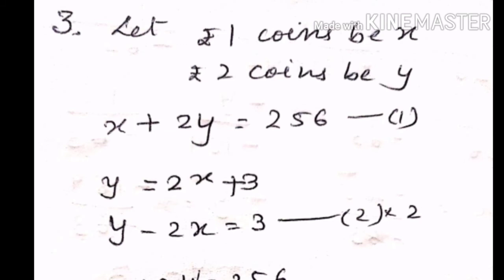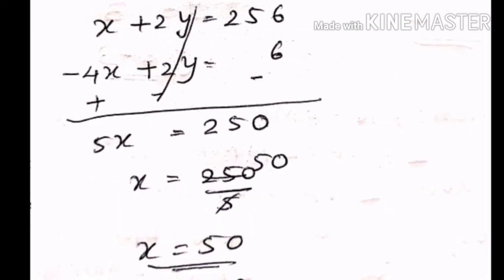And for the second equation, as given, the number of 2 coins is 3 more than twice the number of rupees 1 coins. Accordingly, y is equal to 2x plus 3, and changing 2x to the left side we have y minus 2x is equal to 3, which is our equation number 2. Now multiplying equation number 2 by 2 and arranging like terms under like terms, we get the arrangement as given here, and taking subtraction we have 5x is equal to 250. So x is equal to 250 by 5, so the x value is 50.